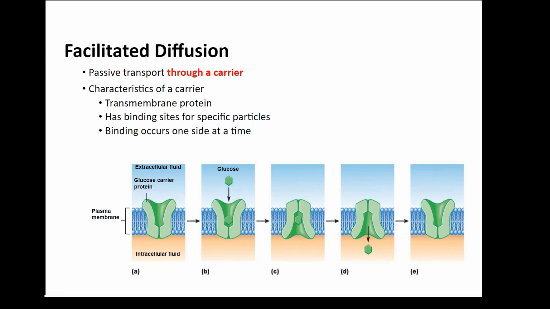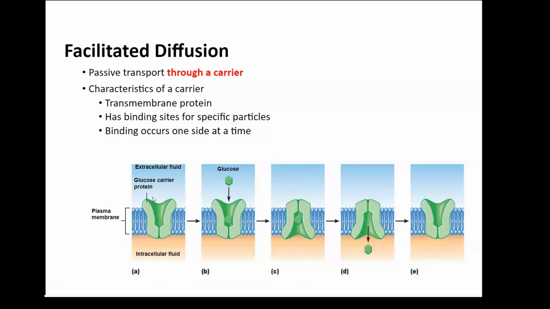Okay, good. So our carriers are going to be specific to specific molecules. In this example, you can see this is labeled a glucose carrier protein. That means it's going to let glucose through. It's not going to let sodium through, for example. So carrier proteins are going to be specific to a specific substance. And the way they work is that that substance, that particle, whatever it is, binds into one side of our carrier. Then the binding site changes shape.